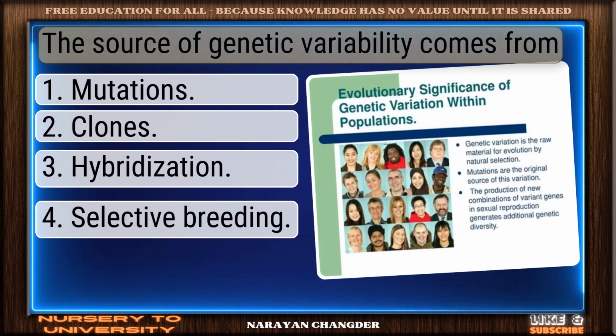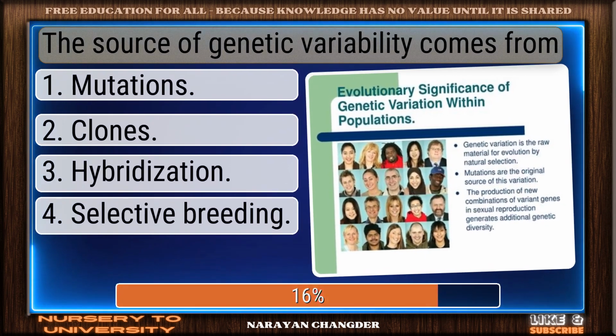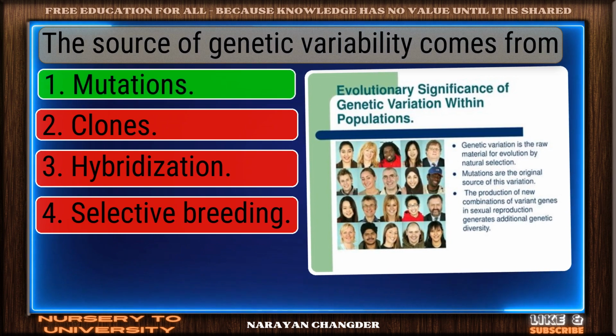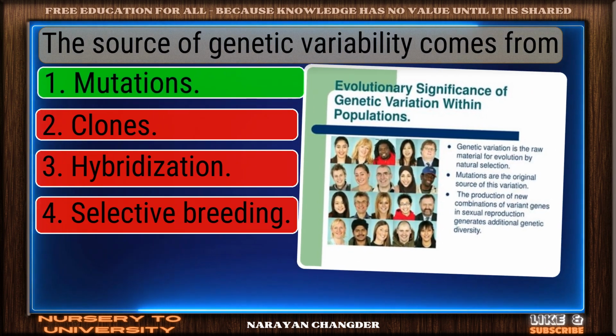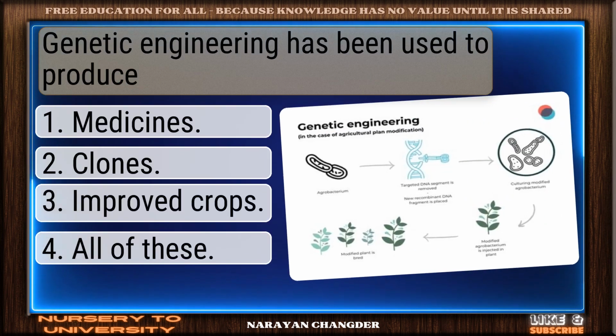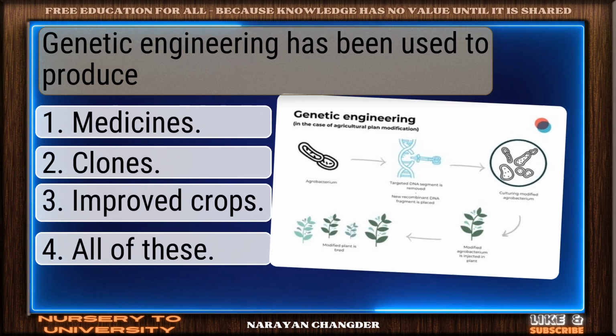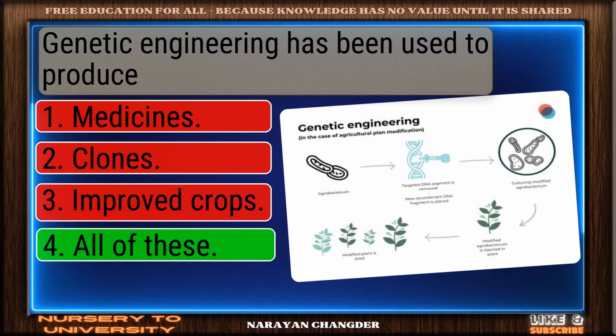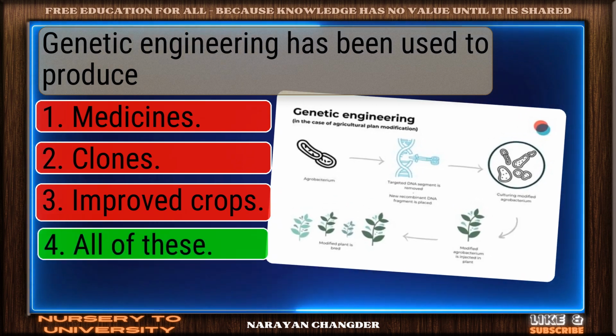The source of genetic variability comes from... Clear logic. Your choice, mutations, is sound and 100% true. Genetic engineering has been used to produce... Right again. All of these is a valid answer.